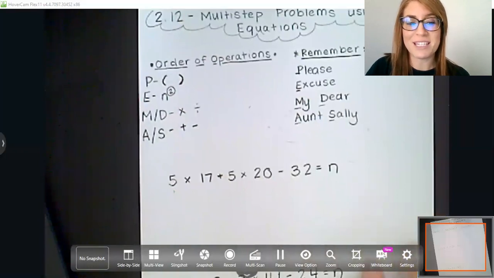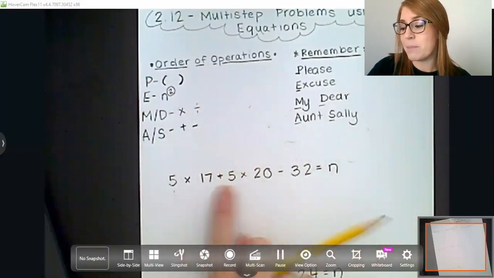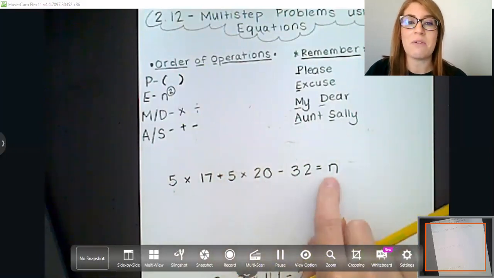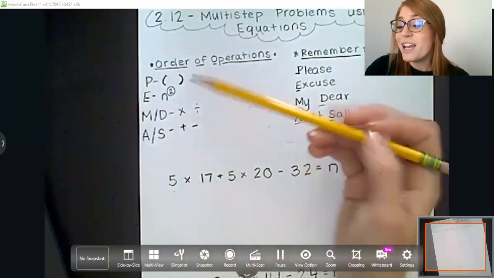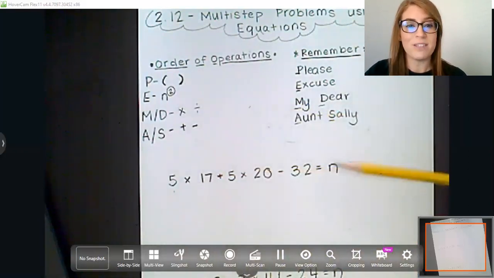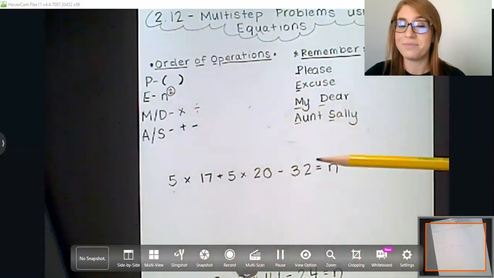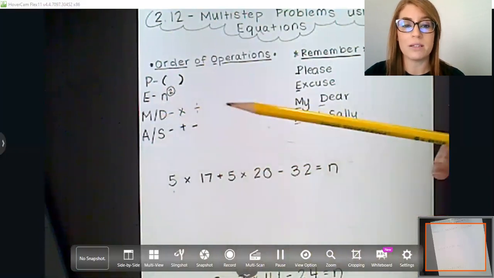I'm going to scoot this up just a little bit. All righty, so we've got 5 times 17 plus 5 times 20 minus 32 equals n. And remember that n just stands for that unknown answer that we haven't figured out yet. All right, do we have any parentheses in our problem? Nope. So then we move on to the E. Do we see any exponents? Nope. What about any multiplication or division problems?